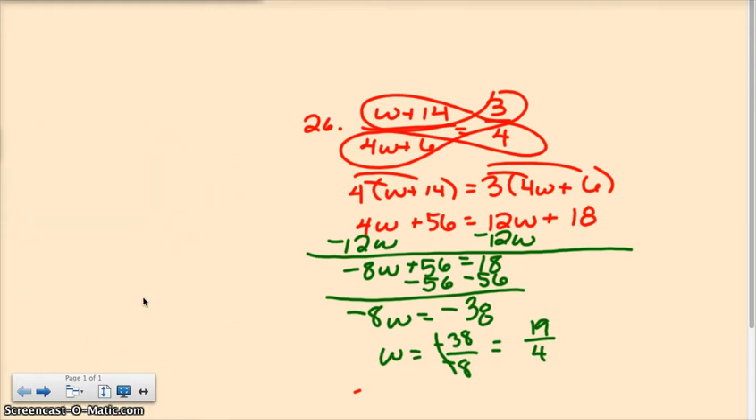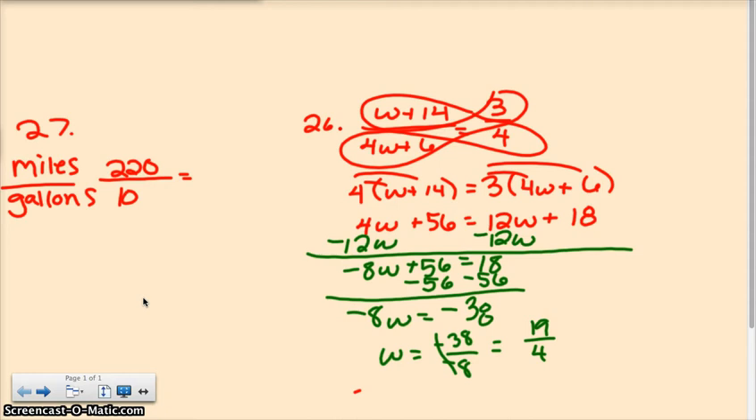27. A van travels 220 miles on 10 gallons. Find how many gallons they need to travel 550. So we have the relationship miles to gallons. They travel 220 miles on 10 gallons of gas. How many gallons does the van need to travel 550 miles? So the miles goes on top. We don't know the variable.